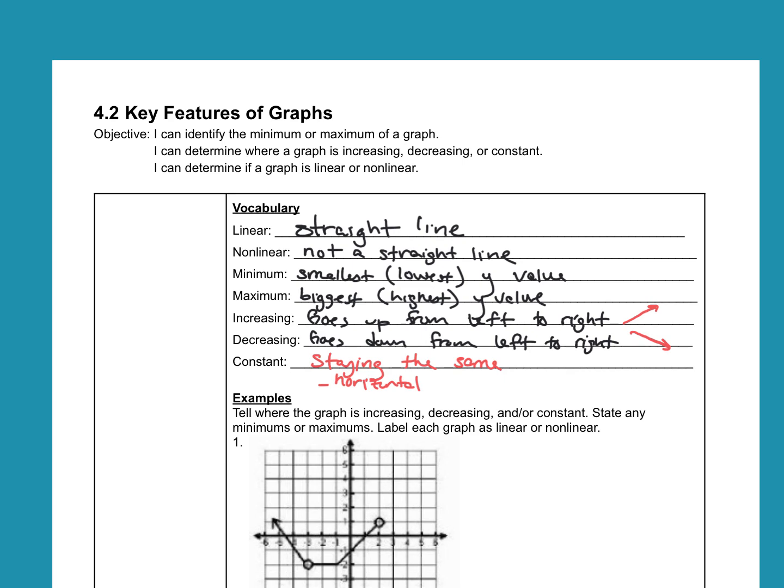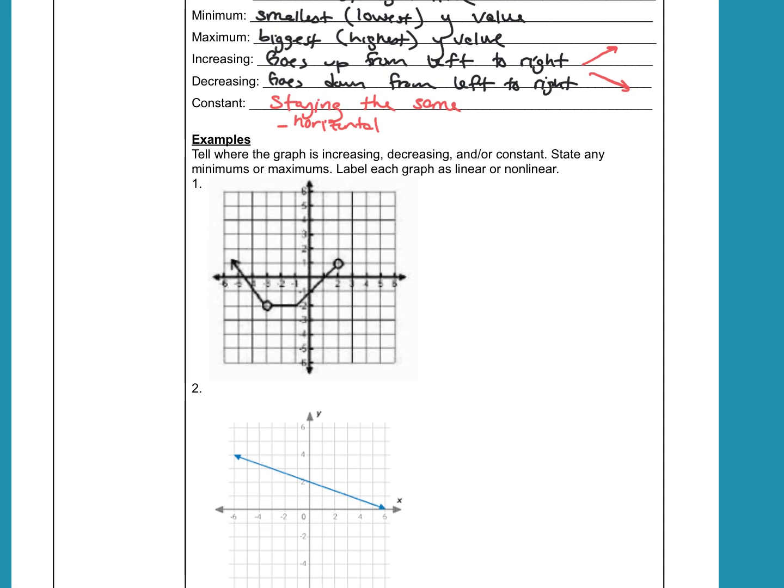All right, so let's look at some examples. We're going to tell where the graph is increasing or decreasing, or if it's constant. State any minimum or maximum. Label each graph as linear or nonlinear. So I'm going to start with linear and nonlinear. This graph is made up of 3 different parts. So I can separate this into different parts. Might help. So I've got this first part here, and I got a different part down here, and I've got a third part here. Each individual part is linear, but as a whole, the graph does not form one straight line. So the graph as a whole will be nonlinear.